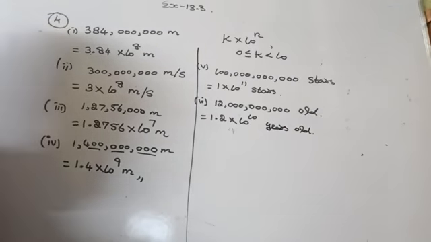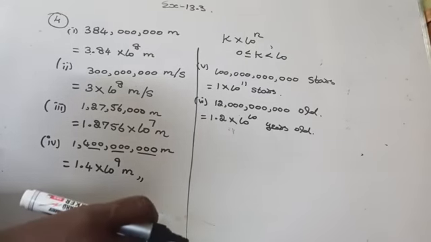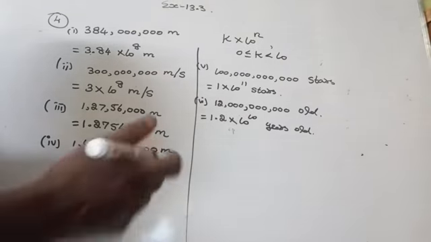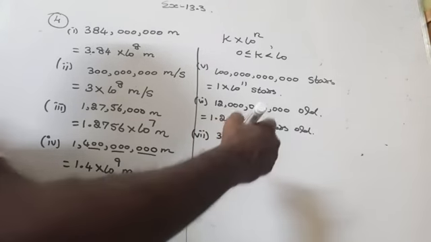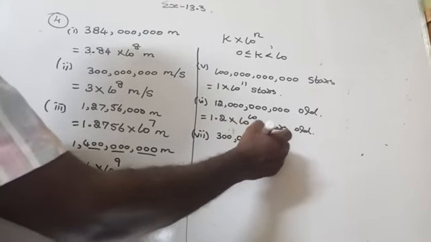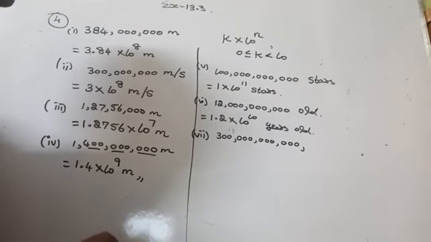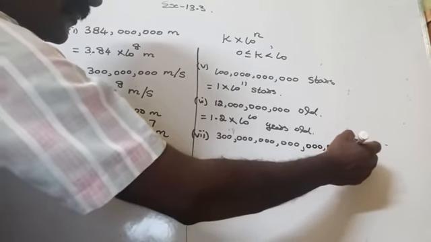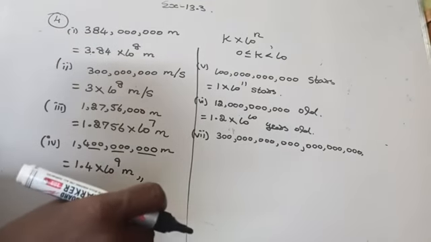Shall we move to the next question? Yeah. The next question is: the distance of the sun from the center of the Milky Way galaxy is estimated to be 300 followed by zeros, 1 2 3, then 4 5 6 7 8 9, 1 2 3 4 5 6, 1 2 3 4 5 6, in meters. Am I right?